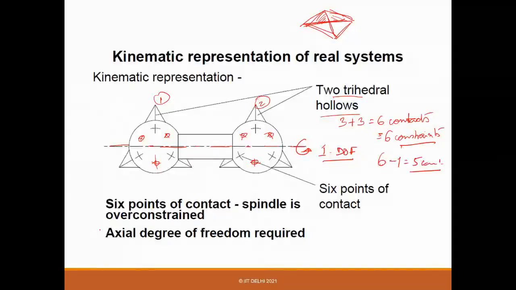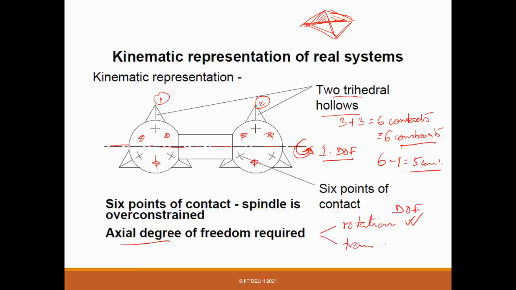So what is the degree of freedom is the rotation here. And what is the over constraint? Over constraint is also along the same line, but that is the axial translation. Rotation is required here. I would say rotation, that is desired, that is the DOF, right? What about the translation? This is over constraint. Let's say over constraint. How?